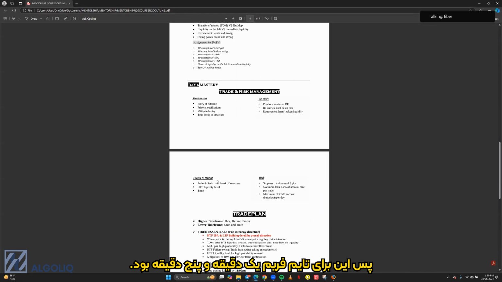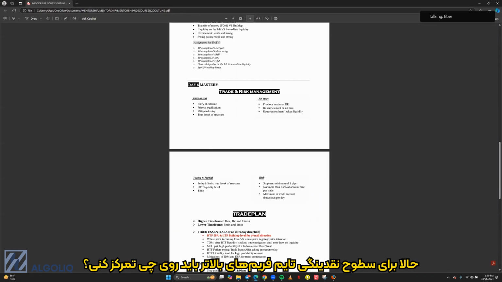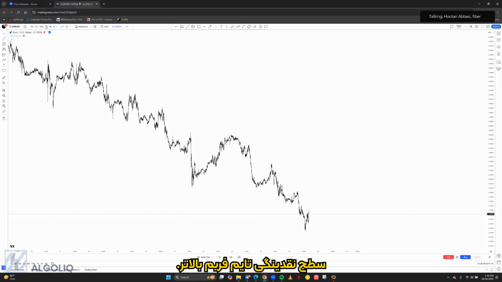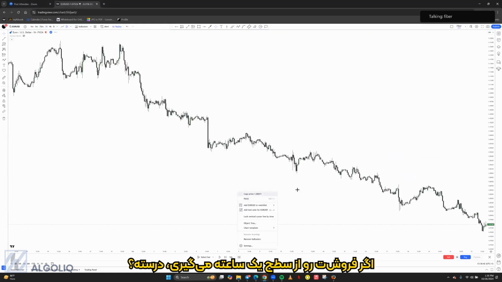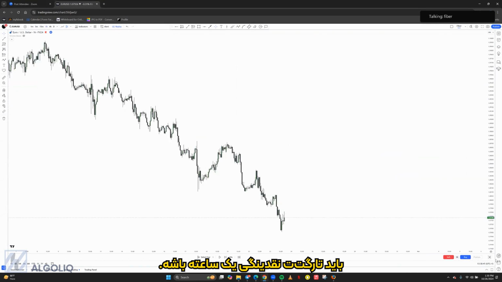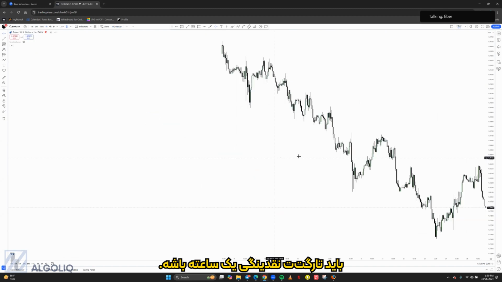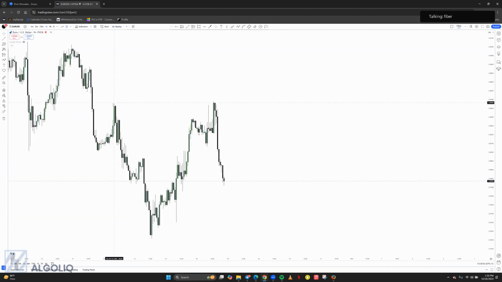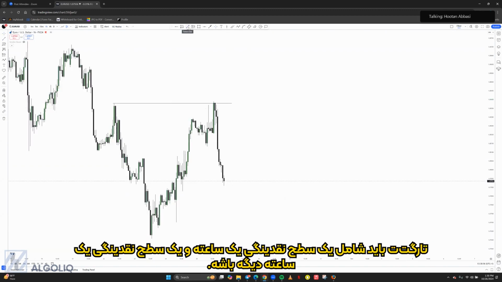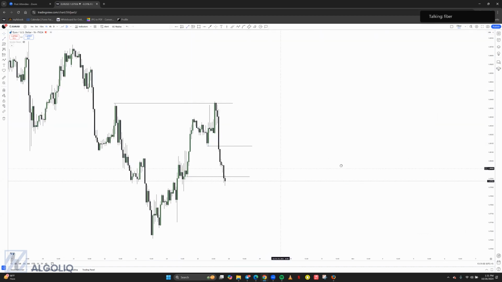So that is for 1 minute and 5 minutes. Then for higher time frame liquidity level, you need to focus on a higher time frame liquidity level. If you take your sell from a 1 hour level, you need to target a 1 hour liquidity. Let's say if you are selling right from here, your target should be a 1 hour liquidity and another 1 hour liquidity.